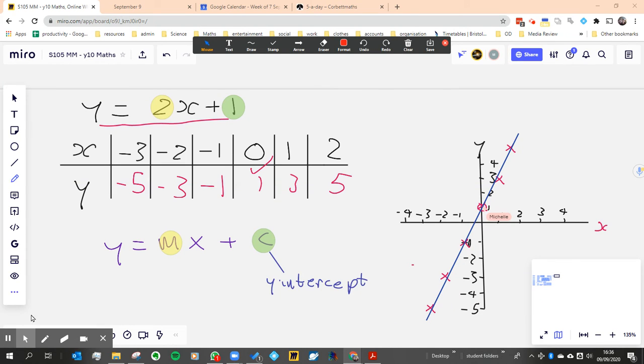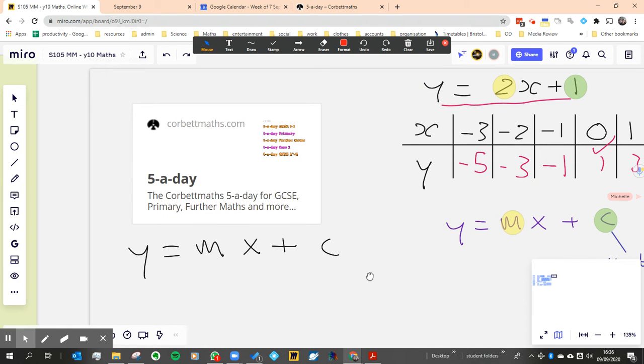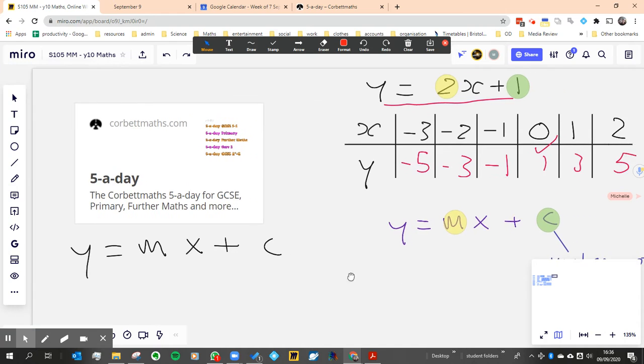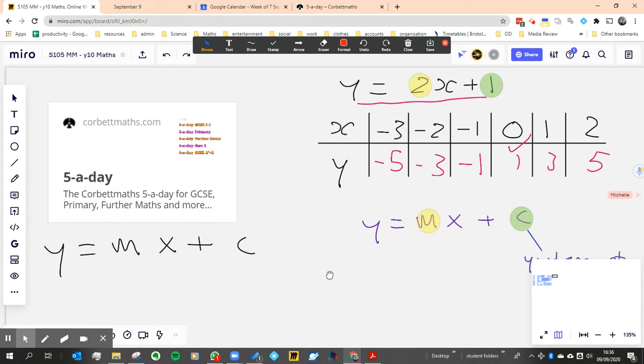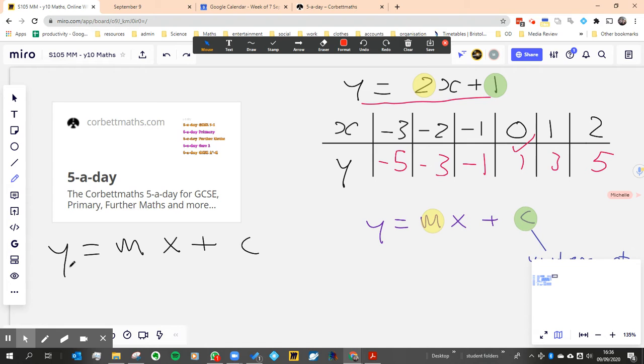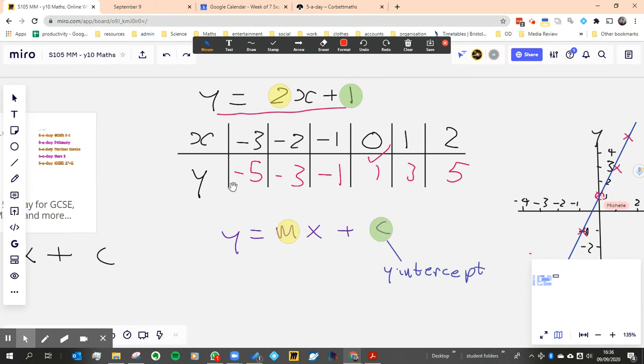So basically, we're looking at y equals mx plus c, which is straight line graphs. And what I was saying is that all straight line graphs are written in this format. So y is equal to something multiplied by x plus something. If you were to draw an equation like, for example, y equals 2x plus 1, so it could be y equals any number times x plus any other number, then you're going to get a straight line graph.